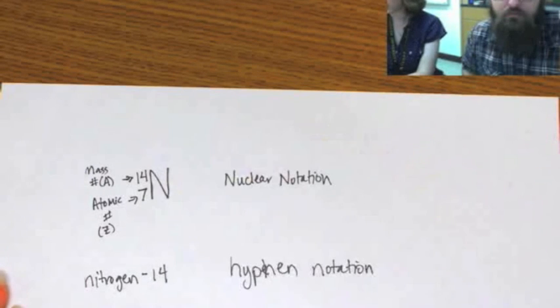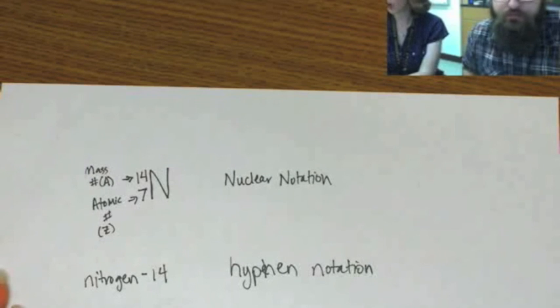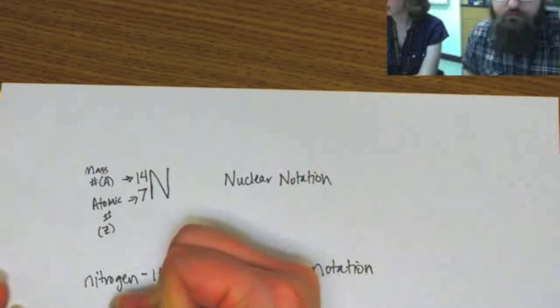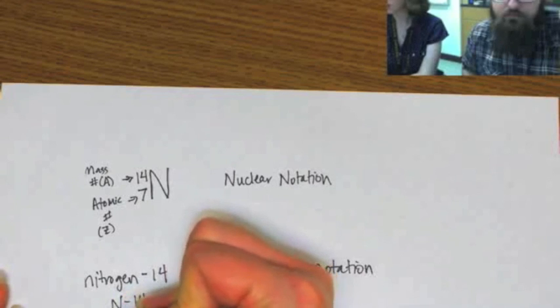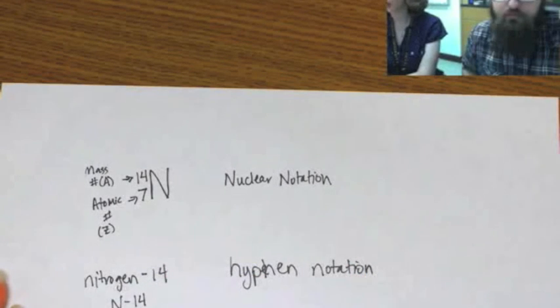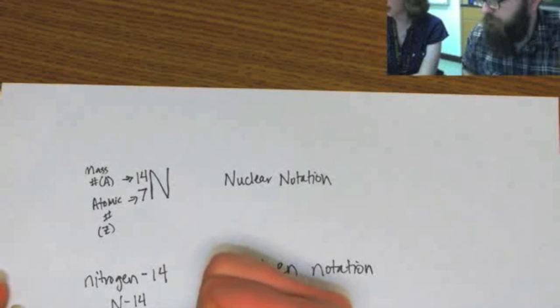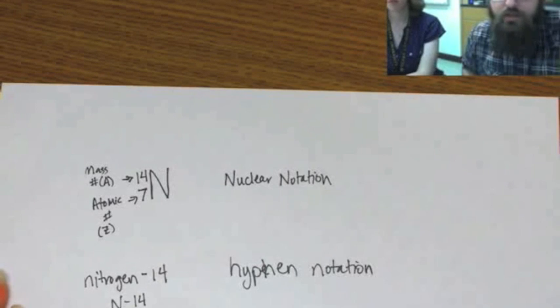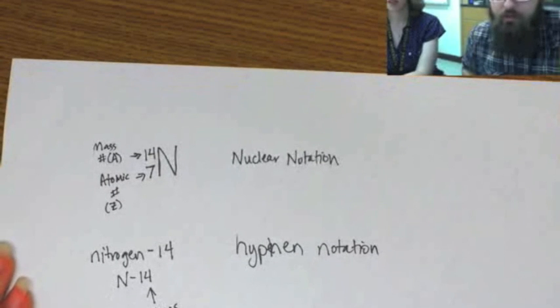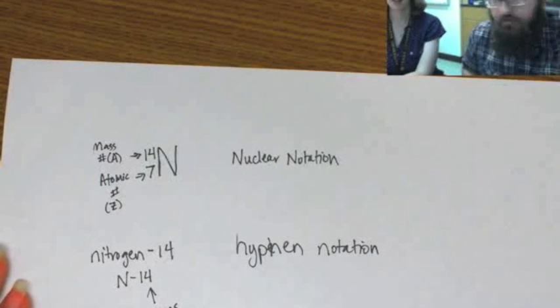We can also write it just with our mass in hyphen notation. Occasionally you will also see this where we just use the symbol and the mass. But if you ever got the element name or the element symbol with a hyphen and a number, this number will always, always be your mass. Right, because I can always look up at the periodic table to find out what the atomic number is. Right, so we don't need to give you that.